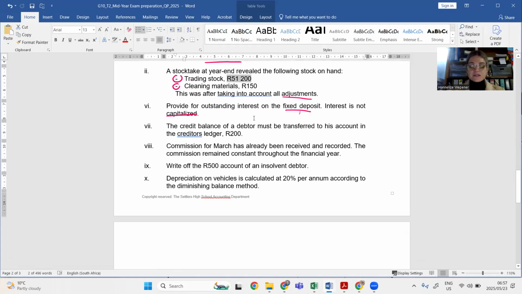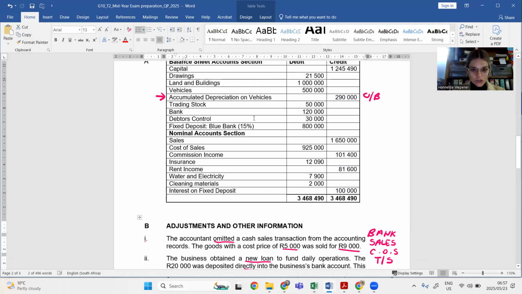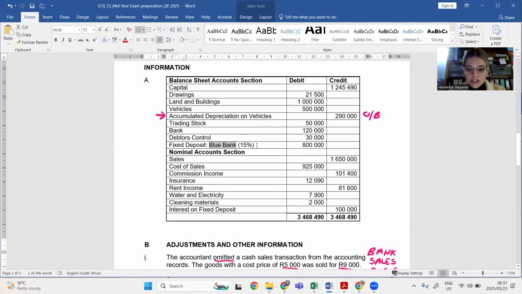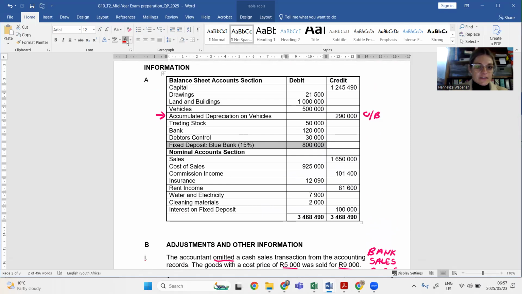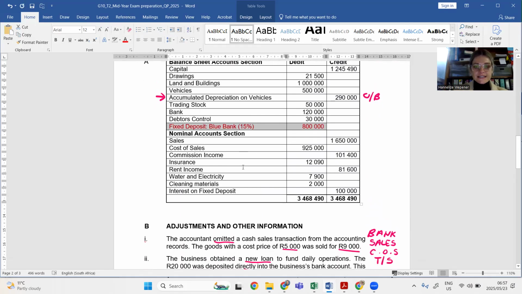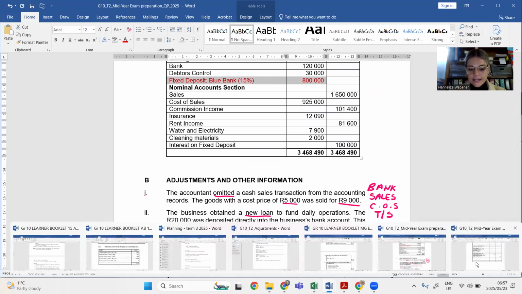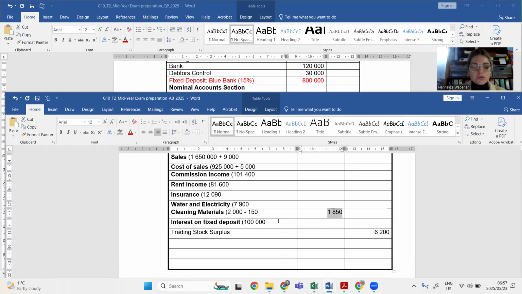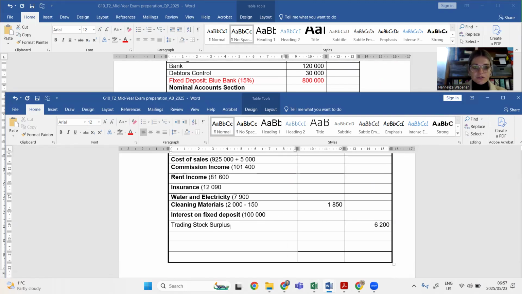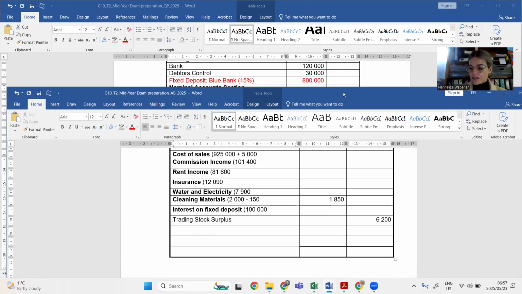They didn't give me the fixed deposit amount. They didn't give me the rate at which interest is calculated. So that means that I need to go to my pre-adjustment trial balance to find those details. And there we have it: fixed deposit 15% at 800,000 Rand. So you now need to calculate how much I was supposed to receive. I'm going to do my calculation here at the bottom, because remember, you have to show all of your calculations on your answer sheet. Otherwise, I will not mark it.